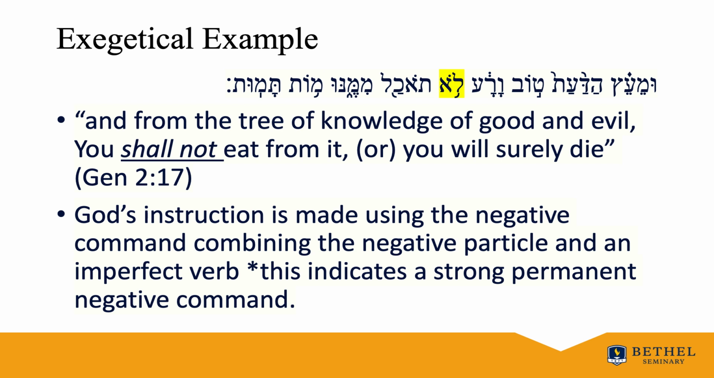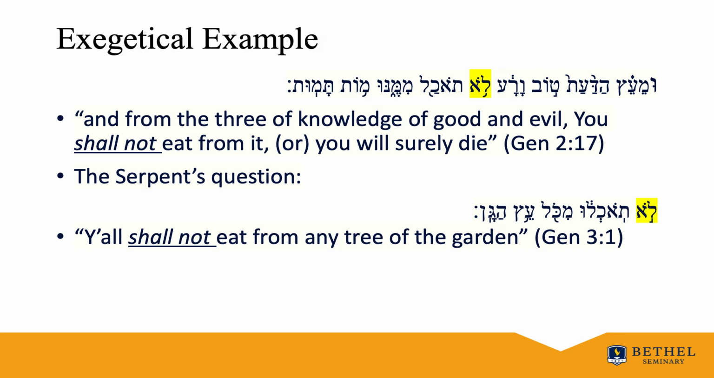This combination of, remember, lo, negation plus an imperfect verb, is used to make strong, permanent negative commands. Let's look at how the negative command, however, is repeated by the serpent in chapter 3. The serpent says, lo tochlu michkol etz hagan. Y'all, you all, shall not eat from any tree of the garden. Is this what God said? Is what the serpent asked.